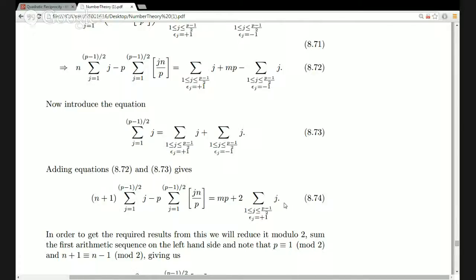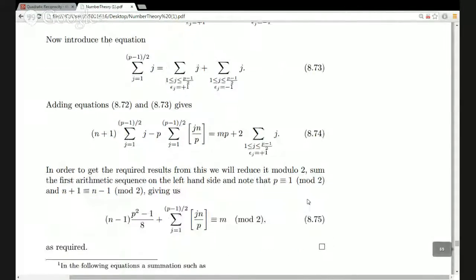You see, getting to this line has introduced our m, has brought the m to us. It's also introduced the sum of all the floors of jn over p. Okay, so we simply take this equation, and we now take the modulo 2 of it. We just consider it modulo 2. Now, what do you have on the right-hand side? Well, on the right-hand side, you've got 2 times something, 2 times an integer. So that's congruent to 0 modulo 2.